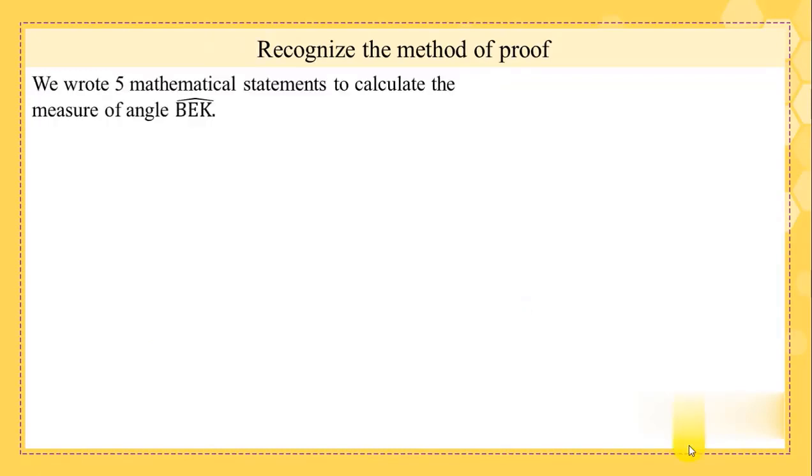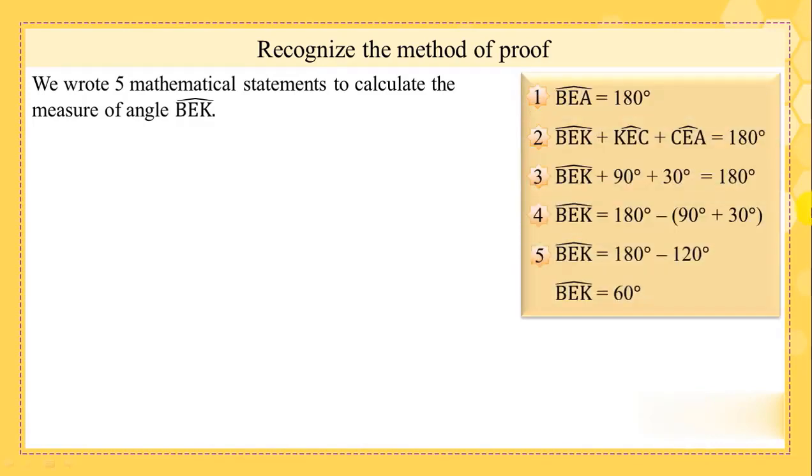In the previous activity, we wrote 5 mathematical statements to calculate the measure of angle BEK. These are the 5 mathematical statements: statement 1, 2, 3, 4, and 5. Let's state the reason of each statement. What do we mean by the reason of each statement? We mean that we have to state the reason behind each statement. Why did we write each statement and how did we find each statement?